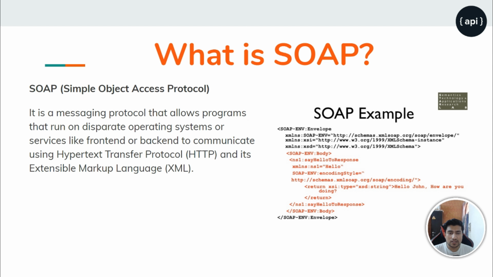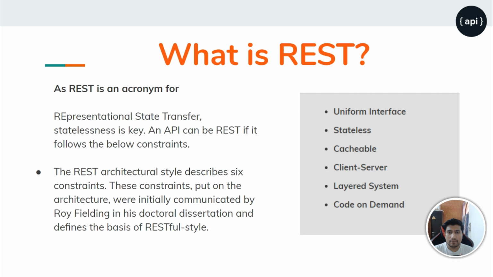SOAP uses HTTP methods, similar to the REST API, and we have an extensive differentiation in the coming slide. Before that, we need to understand what REST is. REST is a representational state transfer. It's a design pattern for an API. The REST architecture describes six constraints. These are the six major constraints that any API follows, and then we call them RESTful web services or RESTful web API, right?